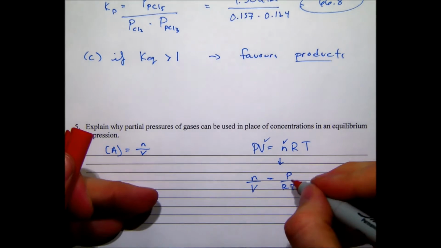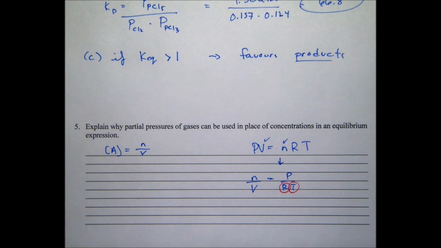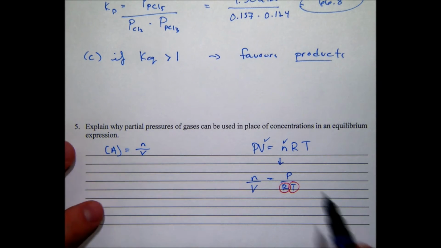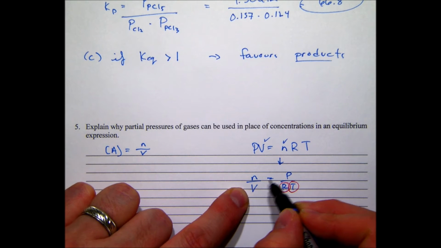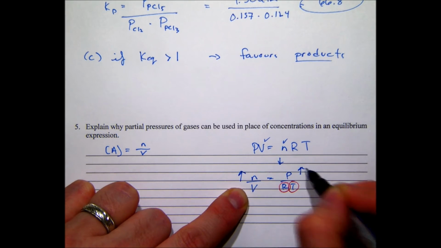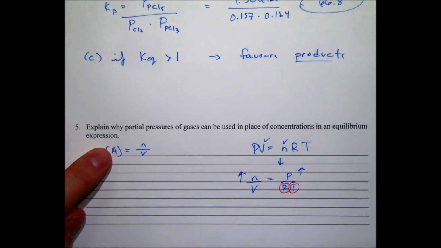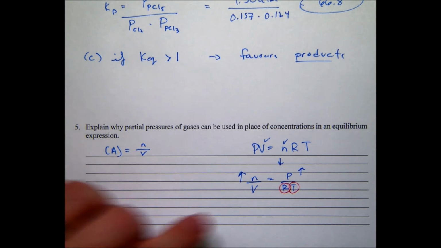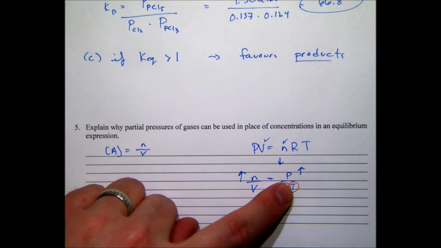Now, this and this are constant values. So basically, we can see that concentration, moles over volume, is directly related to pressure. As this side goes up, so would the pressure have to, assuming the temperature is being held constant, which we have to. So the only real explanation that we need here is that as n over V, which is moles per liter in this case, goes up, so must the partial pressure as well.